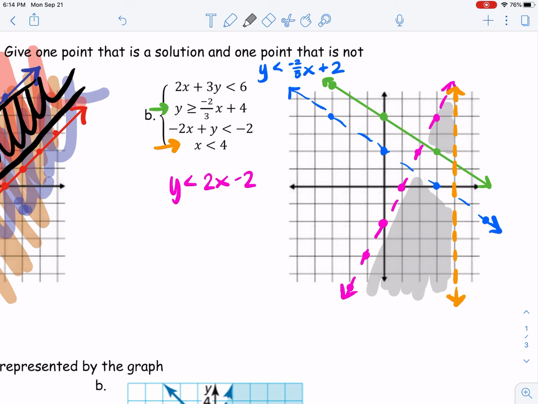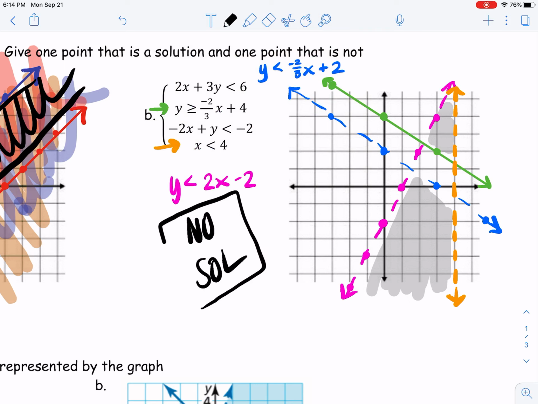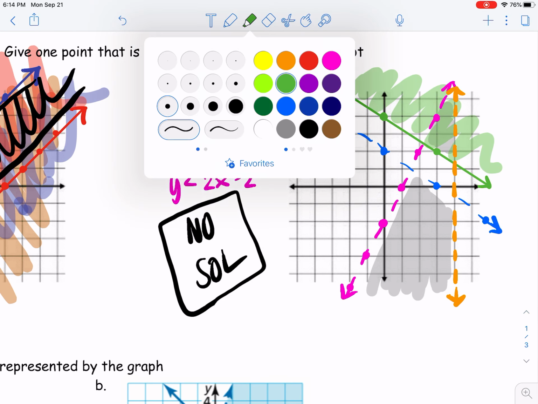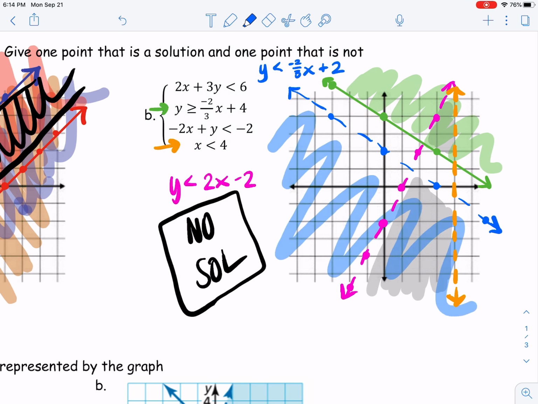Because they don't all overlap, that means no solution. They all have to overlap at one point. So really, when we did our first two, the blue and the green, and we had what looked like this up here and the blue down here, that was our red flag right then and there. Those two things are never going to overlap. Therefore, there will be no solution.